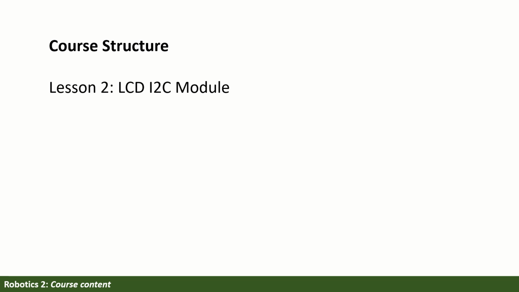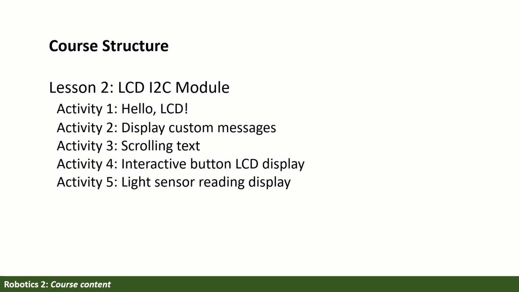Now, what about the second lesson, which is on LCD I2C module? So there are more activities here. There are 6 in total. Activity 1, 2, and 3 will focus on what are the different ways you can display text on the LCD. So this is a preliminary lesson, activity 1. How do you place your cursor? And how do you customize the text that would appear? That's on activity number 2. You can also do scrolling text in LCD.